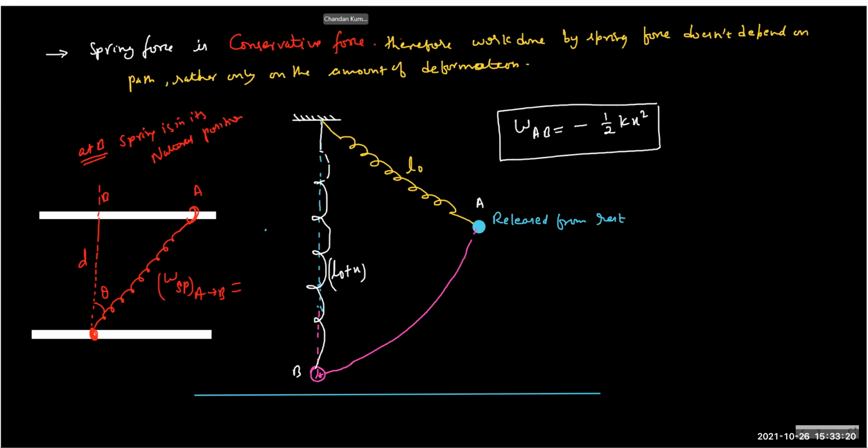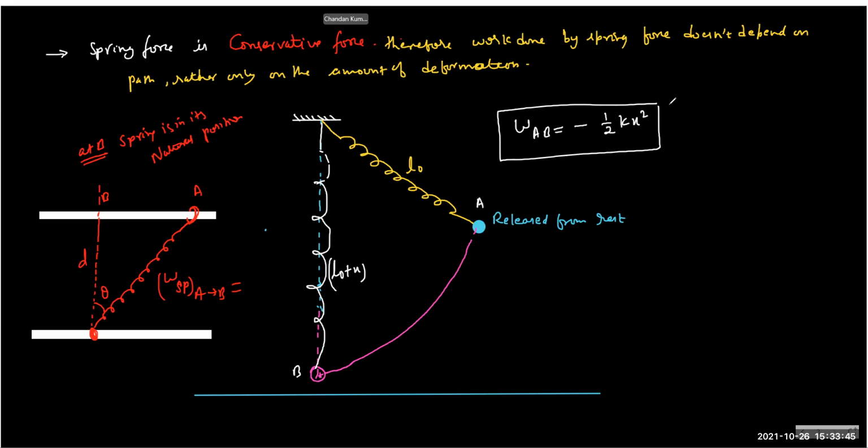Is it going from deform to natural or natural to deform? Natural to deform. Are you sure? A to B is natural to deform. Sorry, I thought wrong. Deform. So are we going from deform to natural? So will the work be positive or negative? Positive.